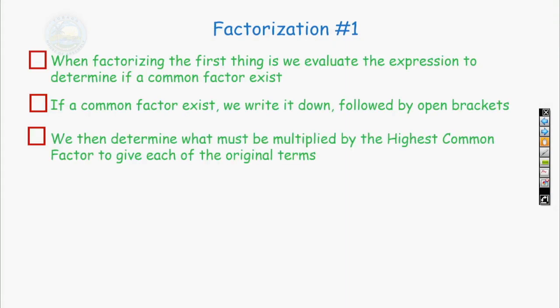When factorizing, the first thing is we evaluate the expression to determine if a common factor exists. If a common factor exists, so that's 1. 2, if a common factor exists, we write it down followed by open brackets. All right, that's 2.